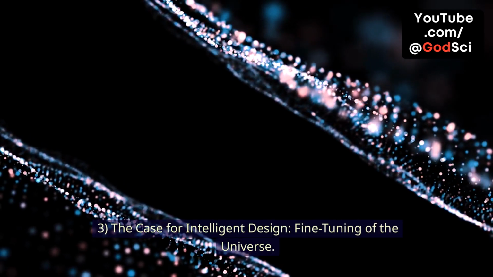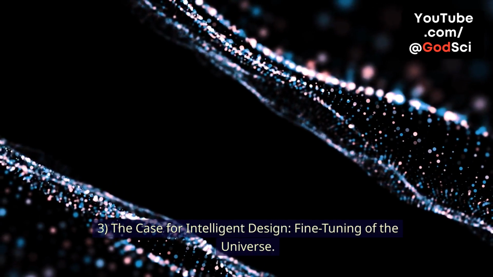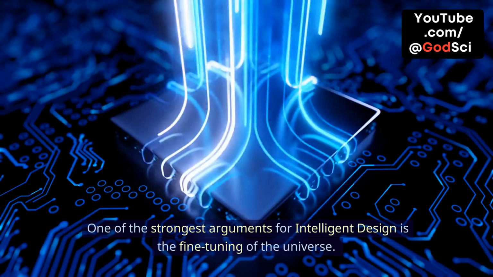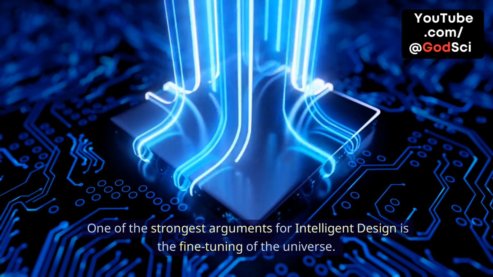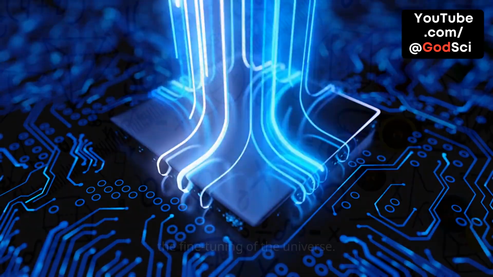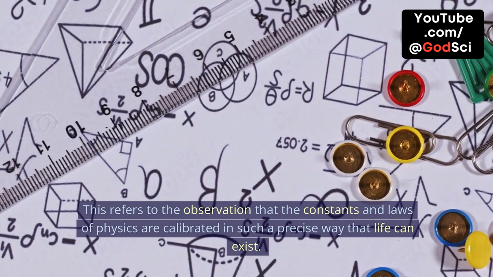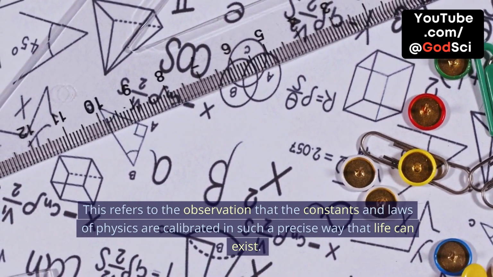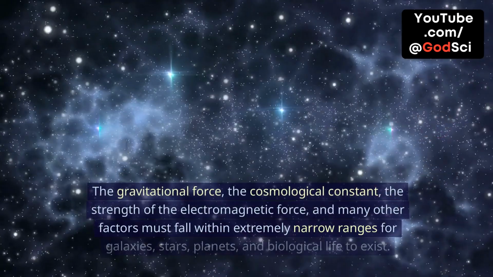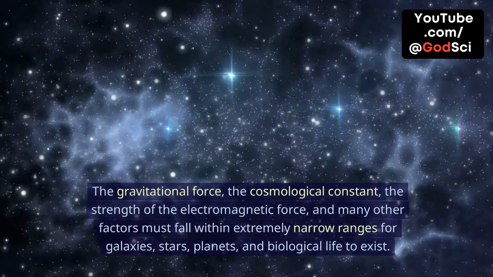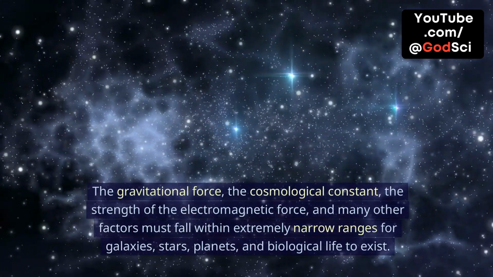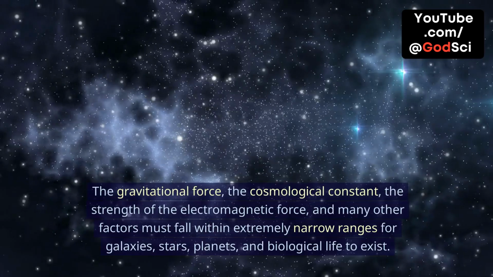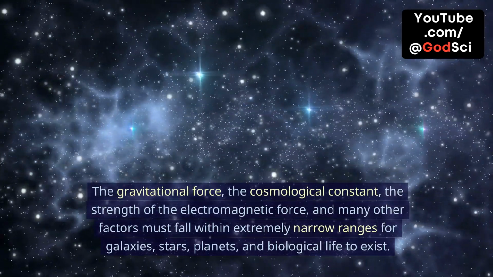3. The case for intelligent design: fine-tuning of the universe. One of the strongest arguments for intelligent design is the fine-tuning of the universe. This refers to the observation that the constants and laws of physics are calibrated in such a precise way that life can exist. The gravitational force, the cosmological constant, the strength of the electromagnetic force, and many other factors must fall within extremely narrow ranges for galaxies, stars, planets, and biological life to exist.